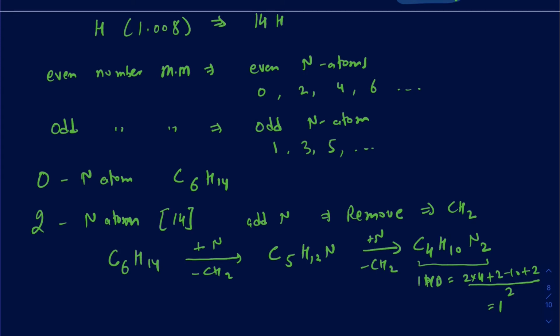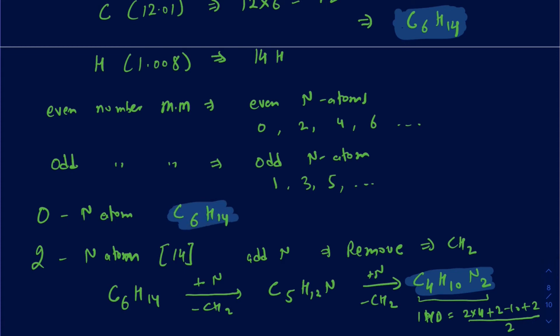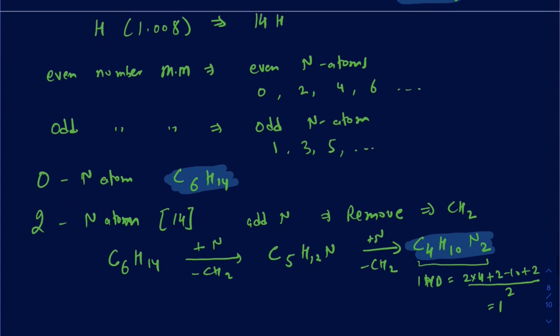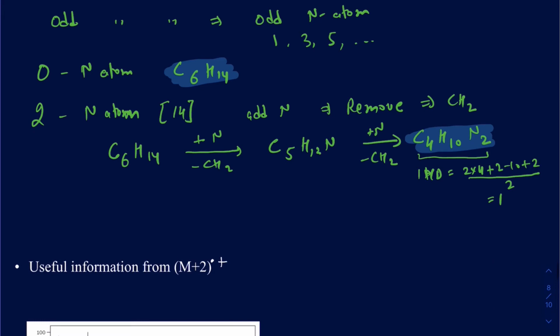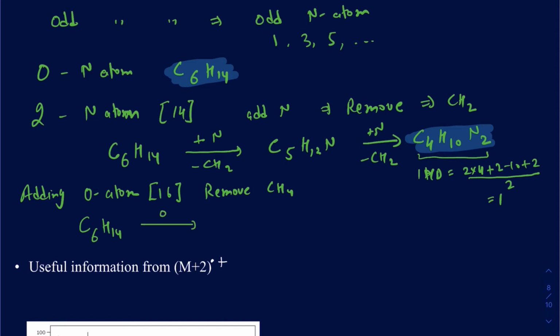So that's another possibility you have for this formula here. One possibility you had is C6H14. Like I said, you don't know which one it's going to be, but that's another possibility there. And then what if you add an oxygen atom? When you're adding oxygen atoms, remember oxygen has an atomic mass of 16, so you've got to remove CH4 in that case. So I have C6H14, and suppose I'm adding 1 oxygen atom, so I've got to remove CH4 there.